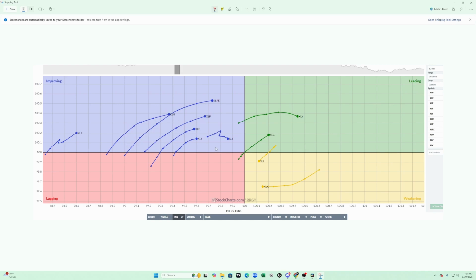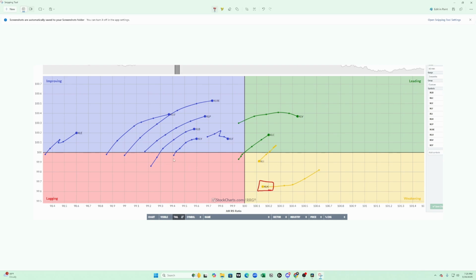Now, there is one exception that the growth rotations will sometimes see: that XLK is by itself. This is because it is the biggest and largest one. When you think of XLK, you think of NVIDIA, Microsoft, Apple, right? All these different huge mega cap names. And so really this is the only one that needs to be to confirm a growth rotation.